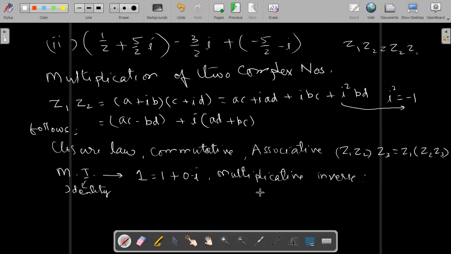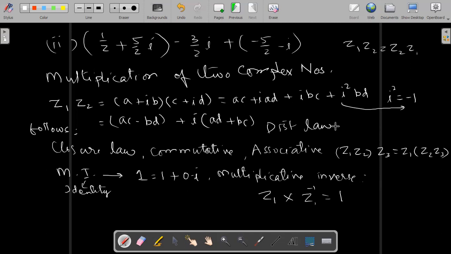So that is also the reciprocal. If Z1 is a number, then when you multiply Z1 with its inverse, Z1 inverse meaning 1 by Z1, you get 1. So this is called the multiplicative inverse of this number. We can find it easily by solving. For example, the distributive law is also followed here.